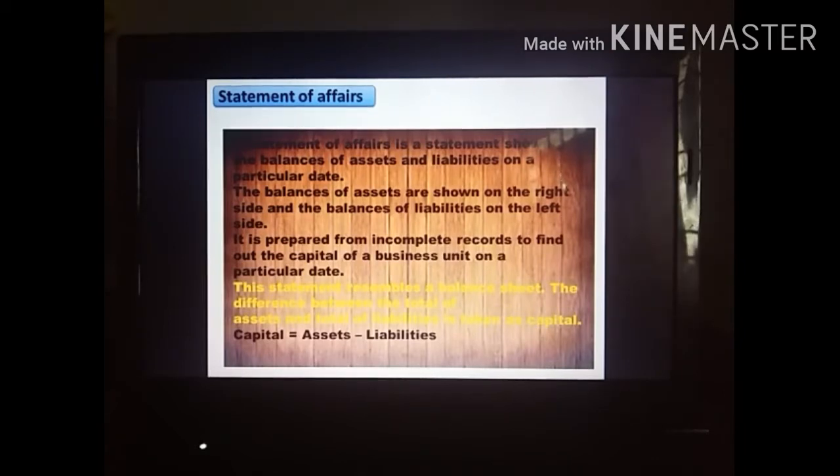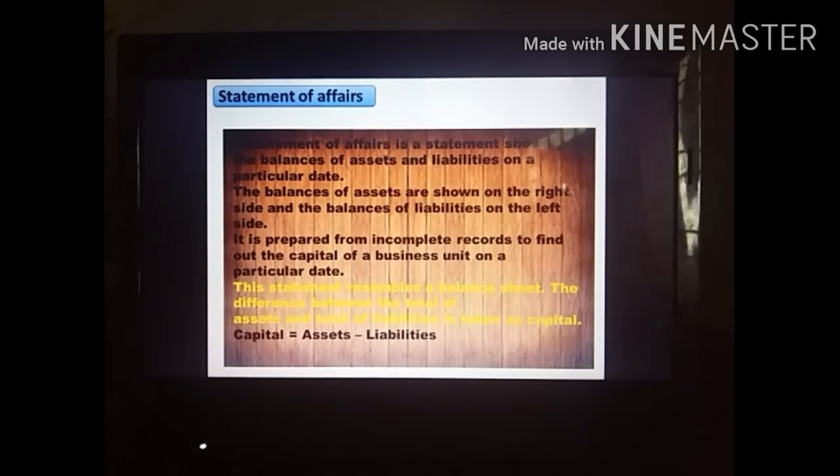We use the statement of affairs to find out the capital of the business, either opening capital or closing capital. For both we have to use the same format. Assets are shown on the right side, liabilities on the left side. This statement resembles a balance sheet, but it is not a balance sheet.